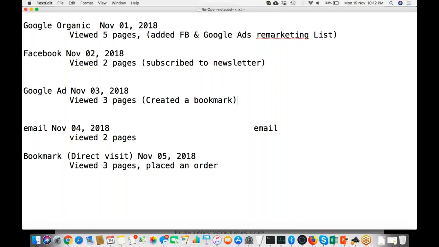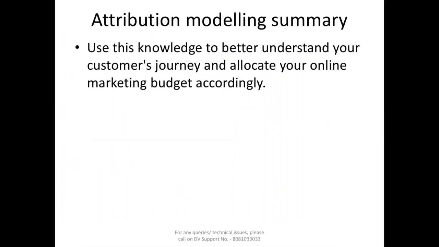Okay. So then you have a model called the linear model, and the time decay model. These slides will be shared with you. Okay. So you can go through all of them.